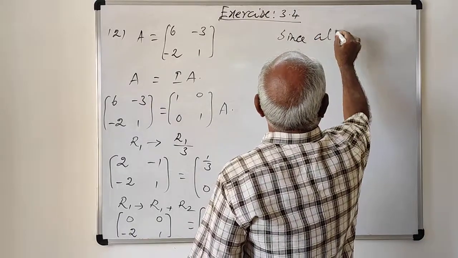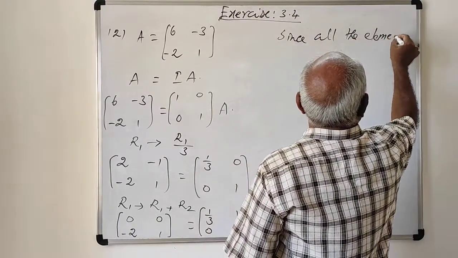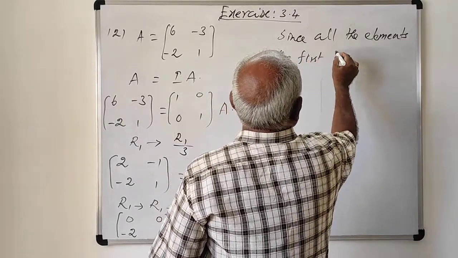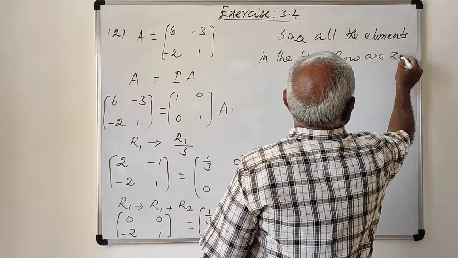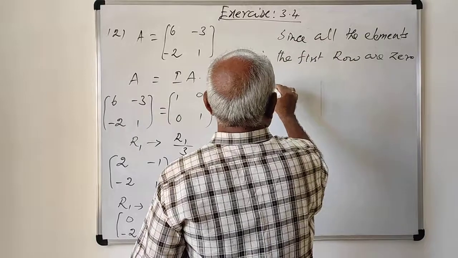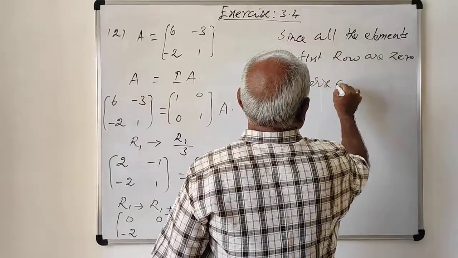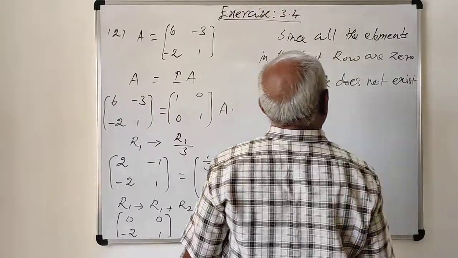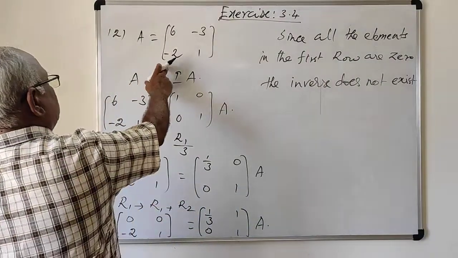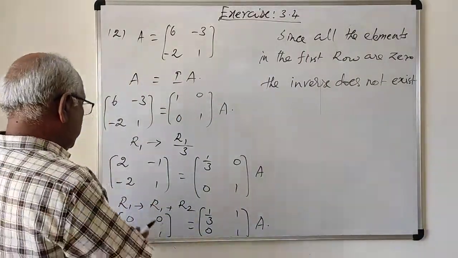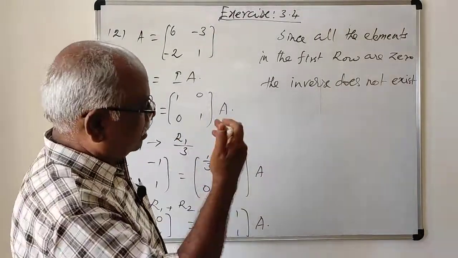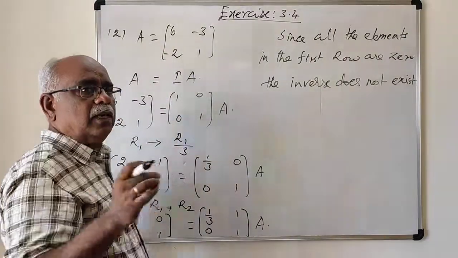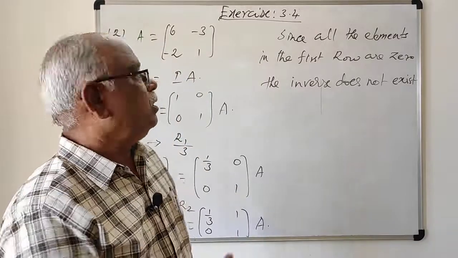Since all the elements in the first row are 0, the inverse does not exist. See, for this problem the inverse does not exist because all the elements of the first row are 0. Similarly, if all the elements in a column are 0, in this case also the inverse does not exist. Therefore, this is a particular special problem.